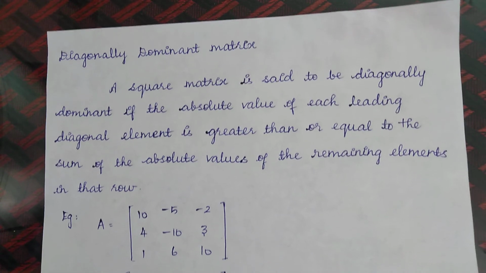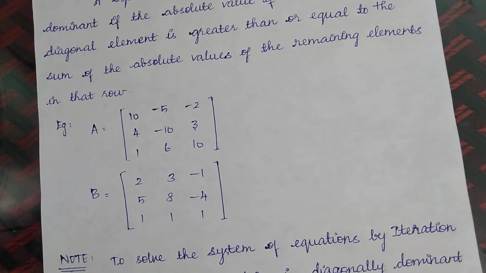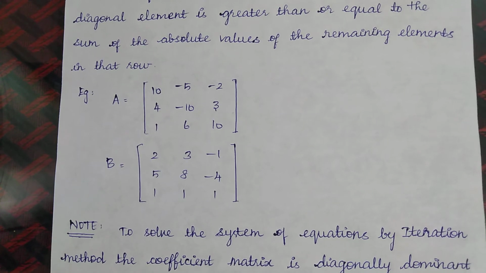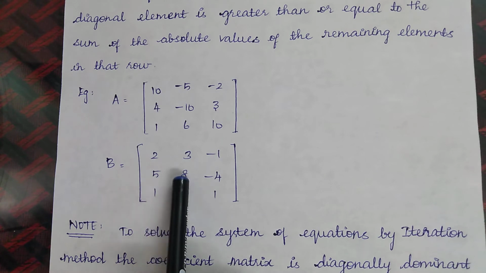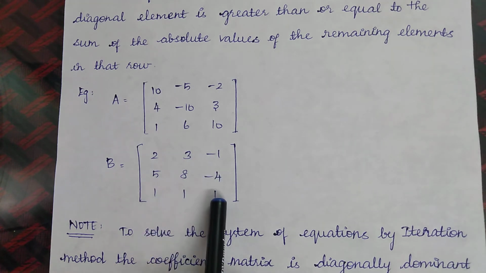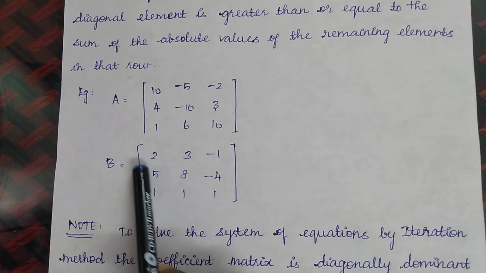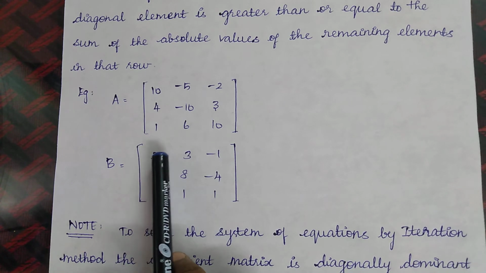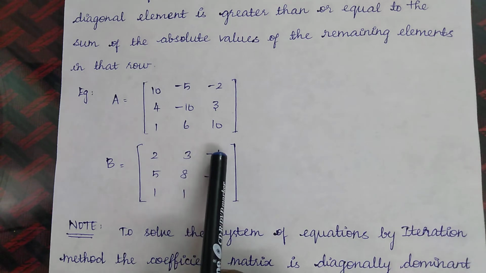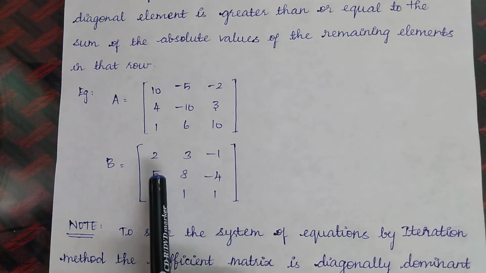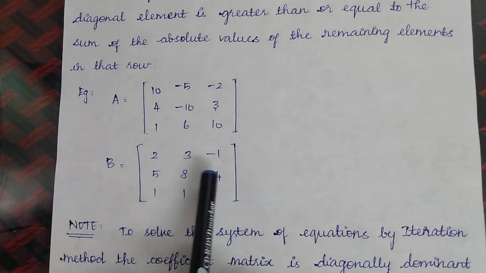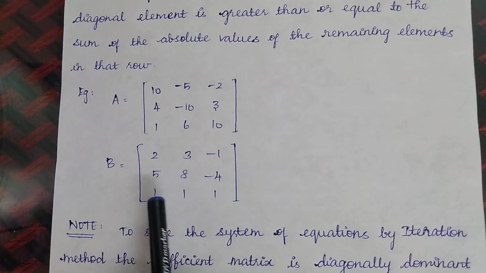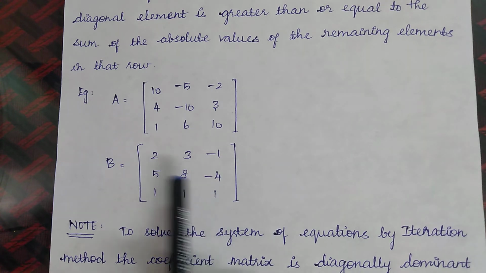So look at the next example, the B matrix. First row 2, 3, minus 1, second row 5, 8, minus 4, third row 1, 1, 1. In the first row the diagonal element is 2. Whether this 2 satisfies the condition: 1 plus 3 is 4, it is not satisfied. Likewise, the second row also does not satisfy, because the diagonal element is 8, and when you add the remaining two elements, we get 9. Here also the condition is not satisfied. So this B matrix is not a diagonally dominant matrix.